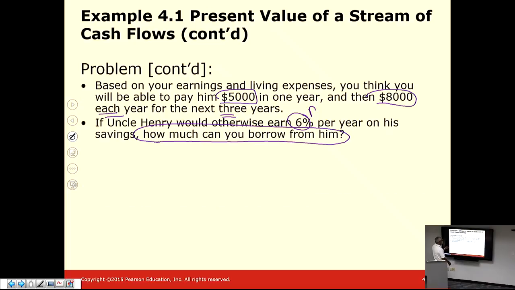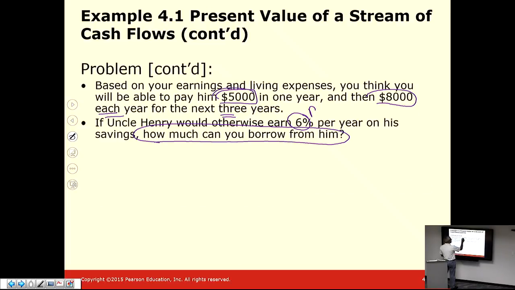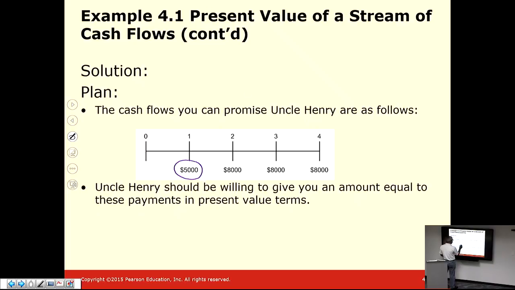So we take all that information, and the first thing we do is convert it into a timeline. Over here it says first year, 5,000, and then 8,000 for each of the next 3 years.